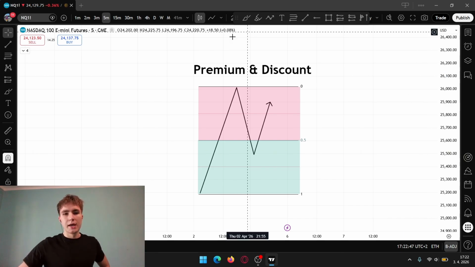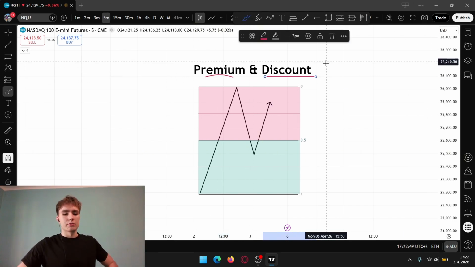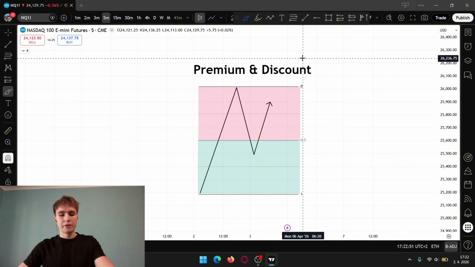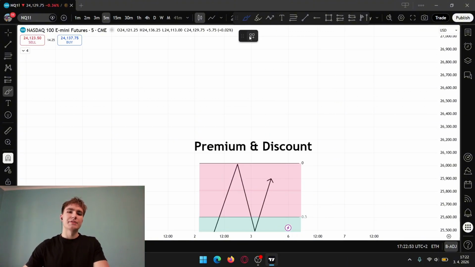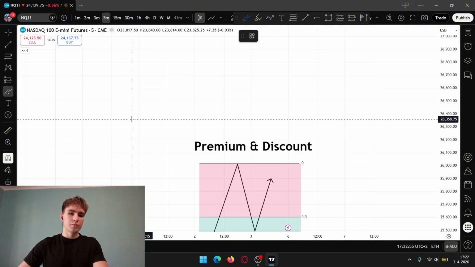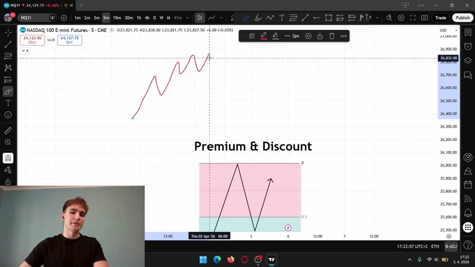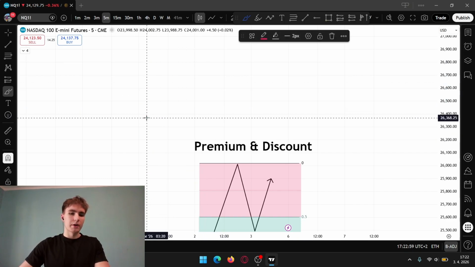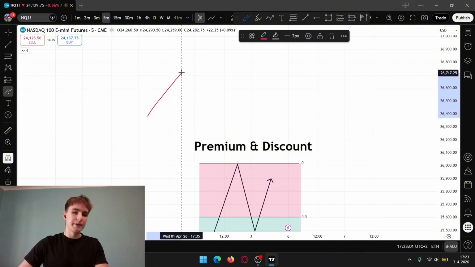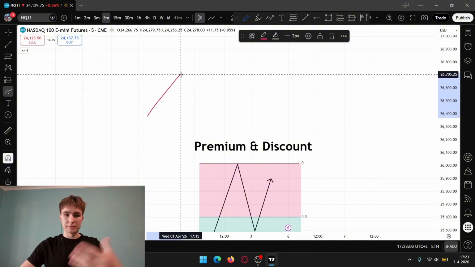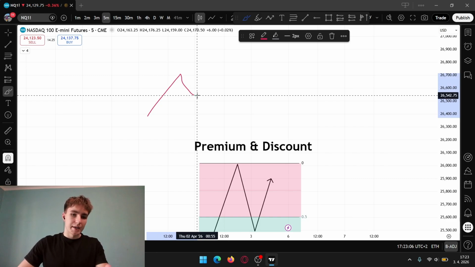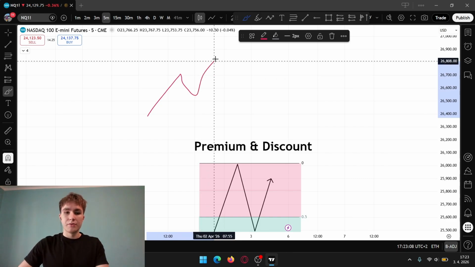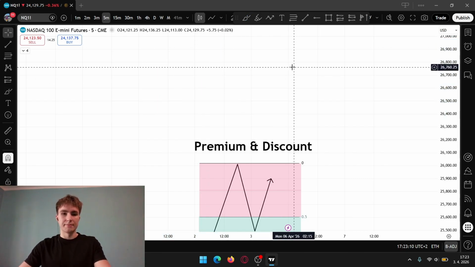Today we're going to talk about premium and discount. First, we need to understand the basic dynamics of the market. Price is a push-pull between buyers and sellers. Market participants buy, price goes up, they take profit, it sells back down. They buy again because it's again fair value for them, and it goes like that.